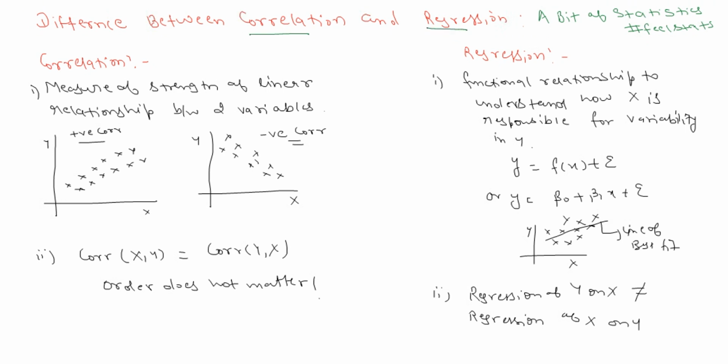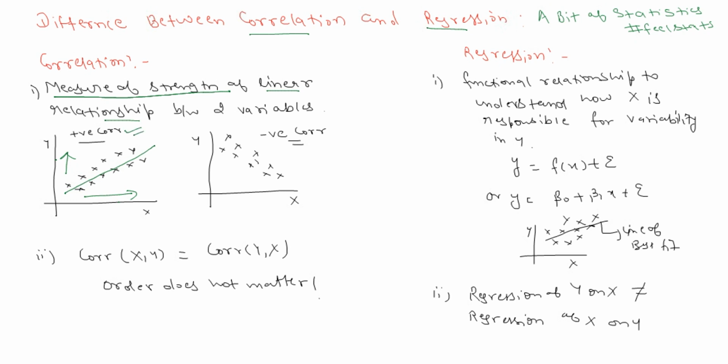Let me start with the definition of correlation. Correlation is a measure of the strength of the linear relationship between two variables. What does it mean? Suppose I have two variables, variable x and variable y. If x is increasing and y is also increasing, then we can say both variables are moving in the same direction. When both variables are moving in the same direction, we can say there is a positive correlation.